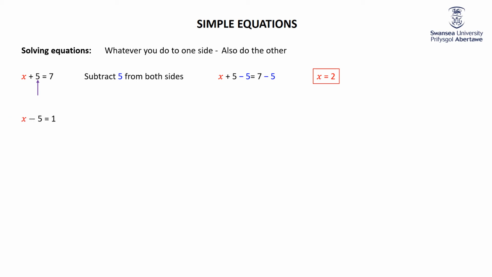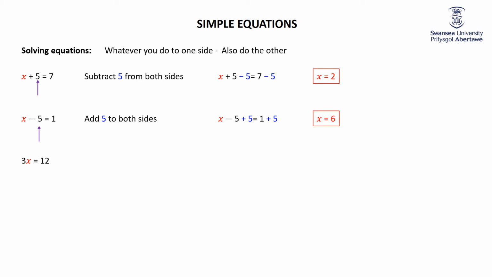x minus 5 is 1. What's wrong there? What's affecting us knowing exactly what x is? Well, that minus 5. How do I get rid of a minus 5? I add 5. But again, I have to add that 5 to both sides. So I will get x minus 5 plus 5 equals 1 plus 5. Thus x equals 6.